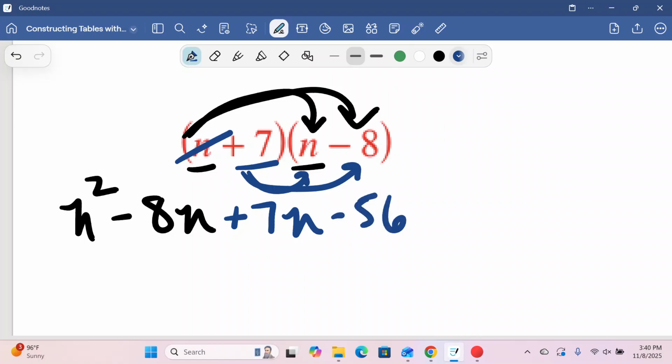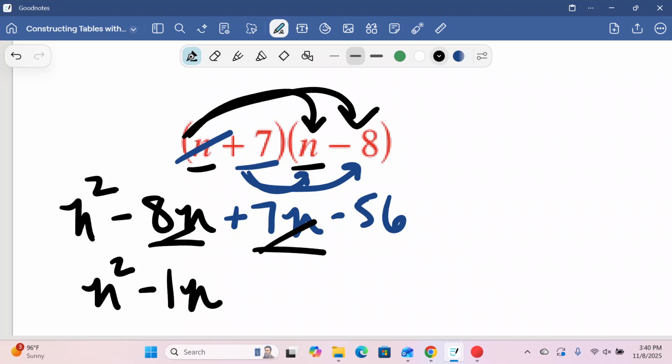And again, if I don't know what 7 times 8 is, or 7 times negative 8 is, it is 56. And all I have to do is input it into the decimals. Now I'm going to go ahead and combine like terms. I'm going to keep the n squared. A negative 8n and a positive 7n gives us a negative 1n. And then I got rid of this, so then I'm going to do negative 56, and that is my answer.